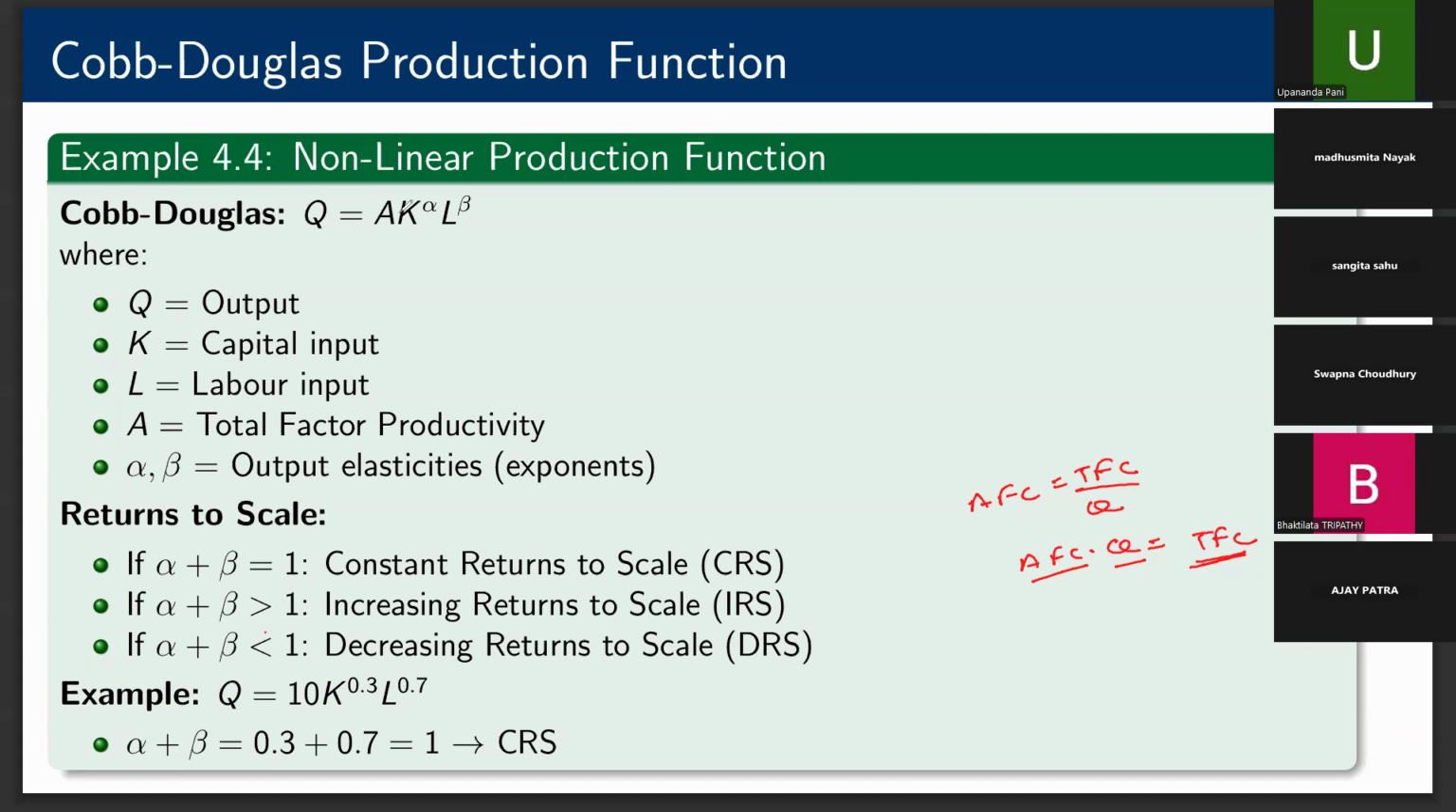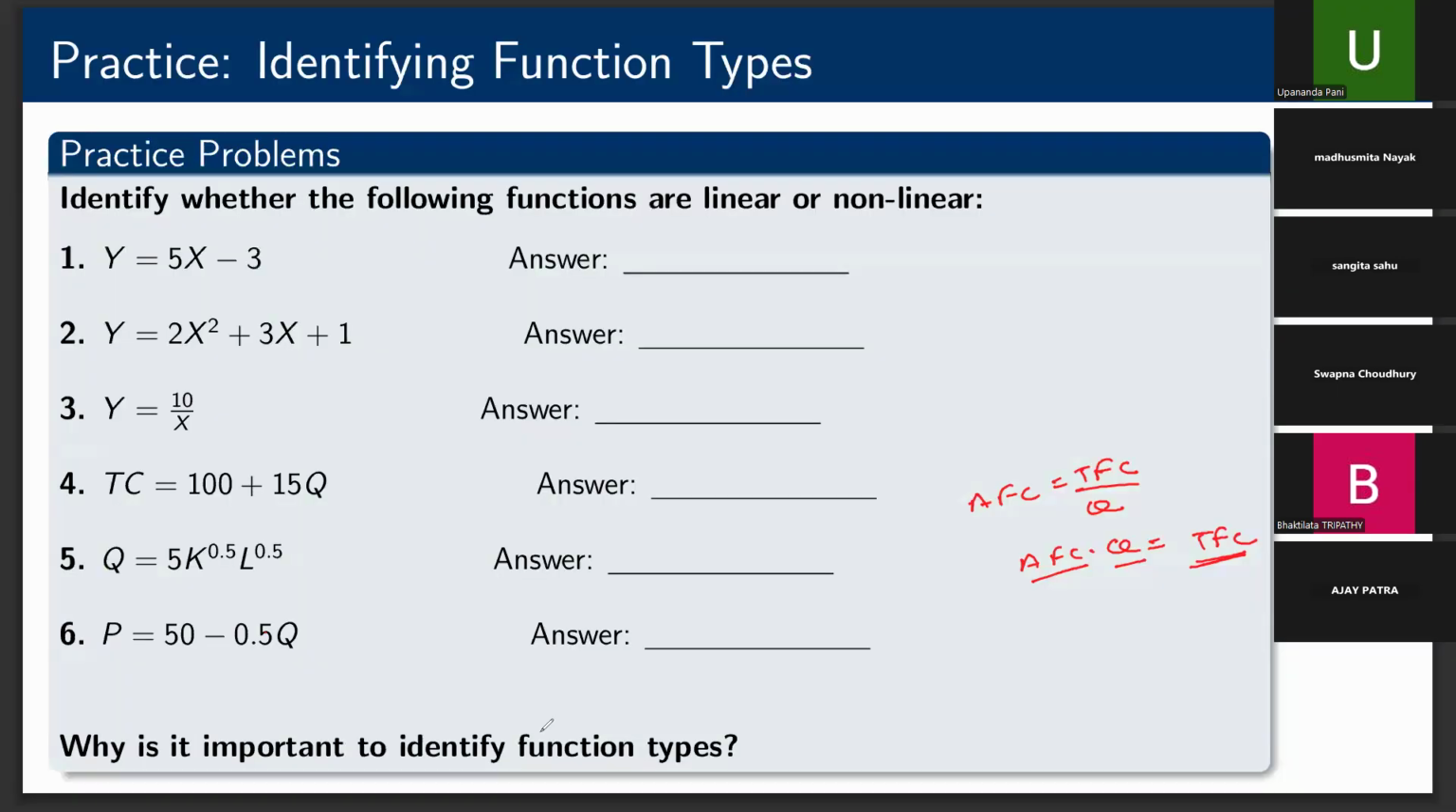If the summation of alpha and beta is greater than 1, we say it is increasing returns to scale. If less than 1, we say it is decreasing returns to scale. In this condition, alpha 0.3 and beta 0.7, add them and we get 1. That means it is constant returns to scale.